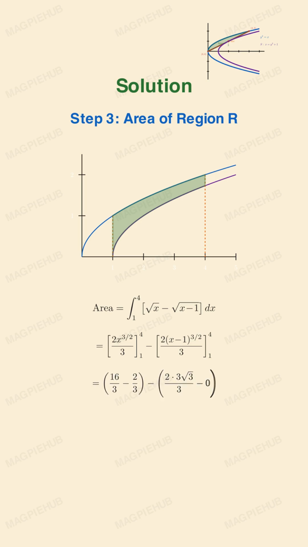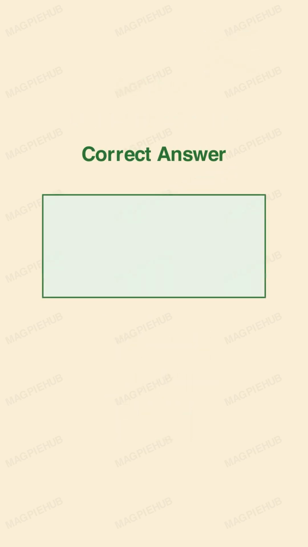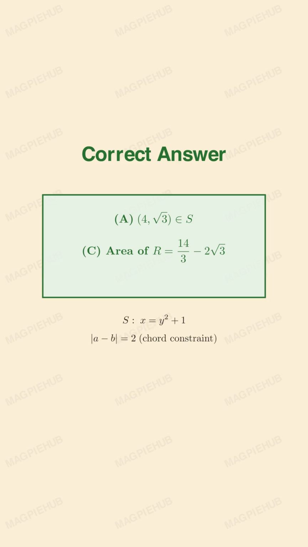The second integral gives 2 times (x minus 1) to the 3/2 over 3, evaluated from 1 to 4, which is 2 times 3√3 over 3, that is 2√3. So the area equals 14/3 minus 2√3, confirming option C. The correct answers are options A and C. The point (4, √3) lies on the locus S, and the area of region R is 14/3 minus 2√3. The locus is x equals y squared plus 1, derived from the chord constraint a minus b equals 2.